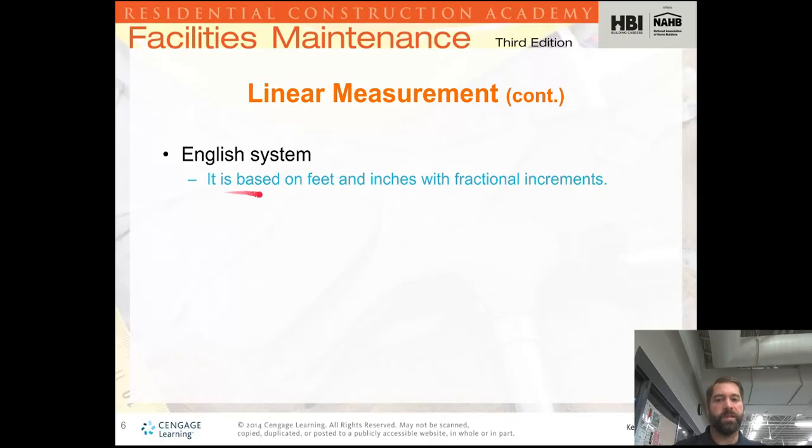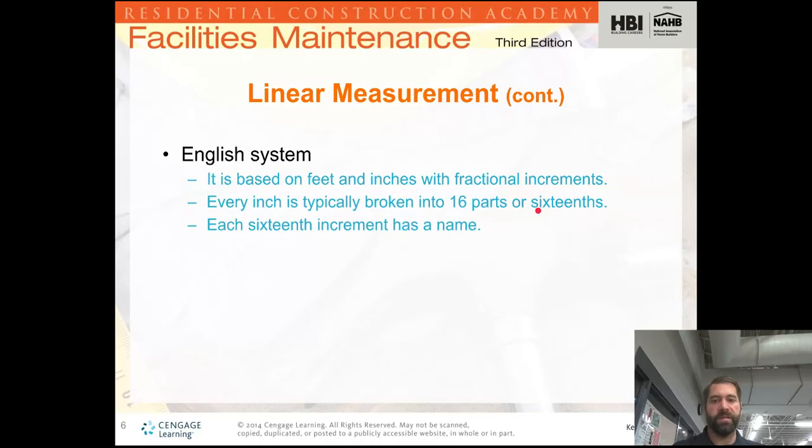The English system is based on feet and inches with fractional increments. Now keep in mind, we went over this in lab a little bit. So we will use halves, quarters, eighths, and sixteenths. That's it. Every inch is typically broken into 16 parts or sixteenths. Each 16th increment has a name.